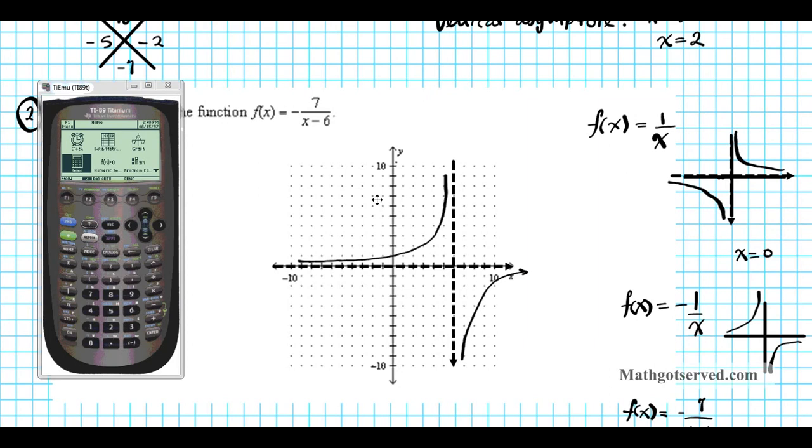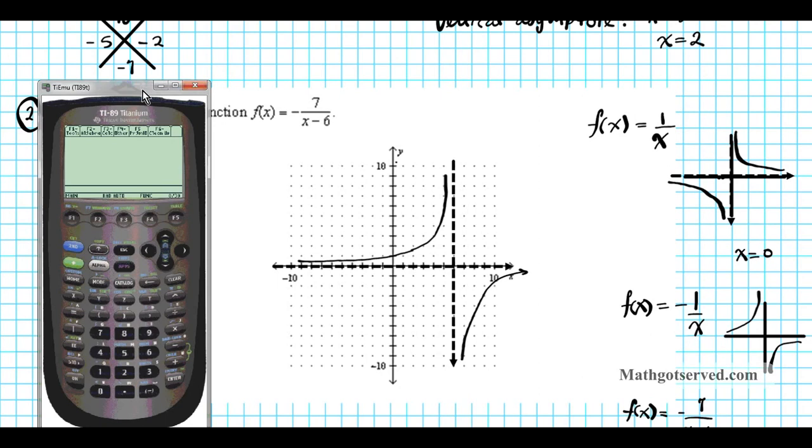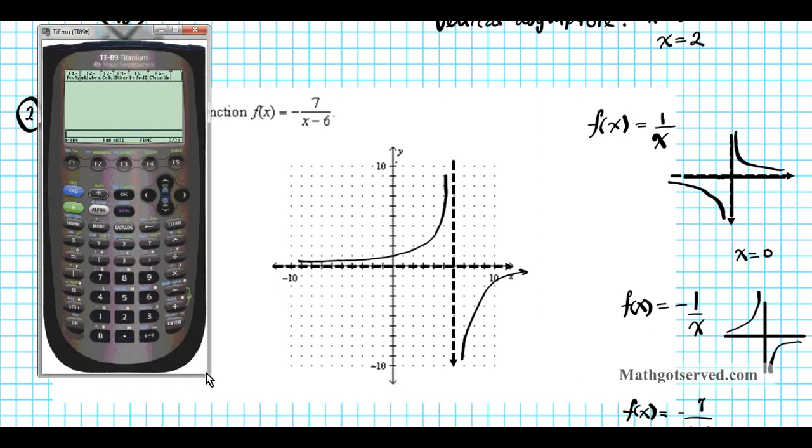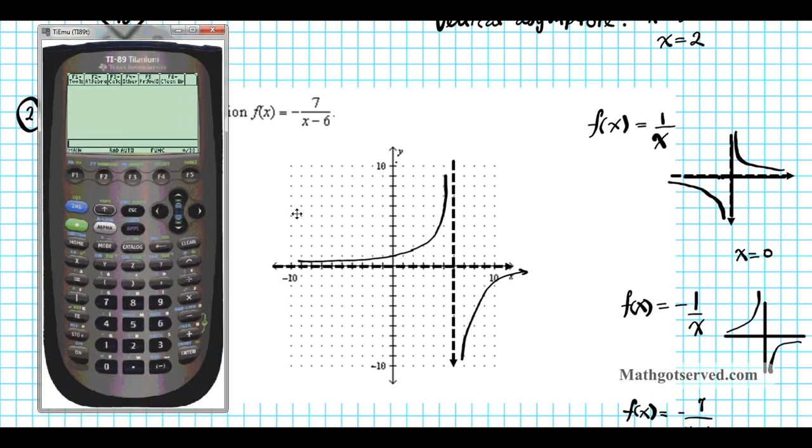And you can definitely verify the accuracy of your sketch by using a calculator. A TI-89 or any graphing utility should suffice. So I'm going to input this function into my graphing window and then see if it matches what I have here. So negative 7 divided by, now since we have two terms in the denominator, we have to group it with parentheses, okay? So x minus 6. Close that, enter. All right, let's graph it.